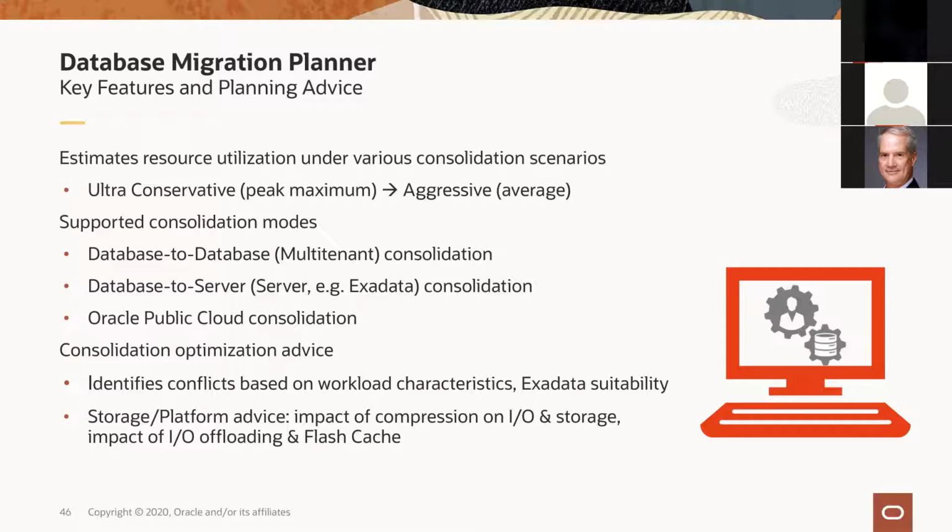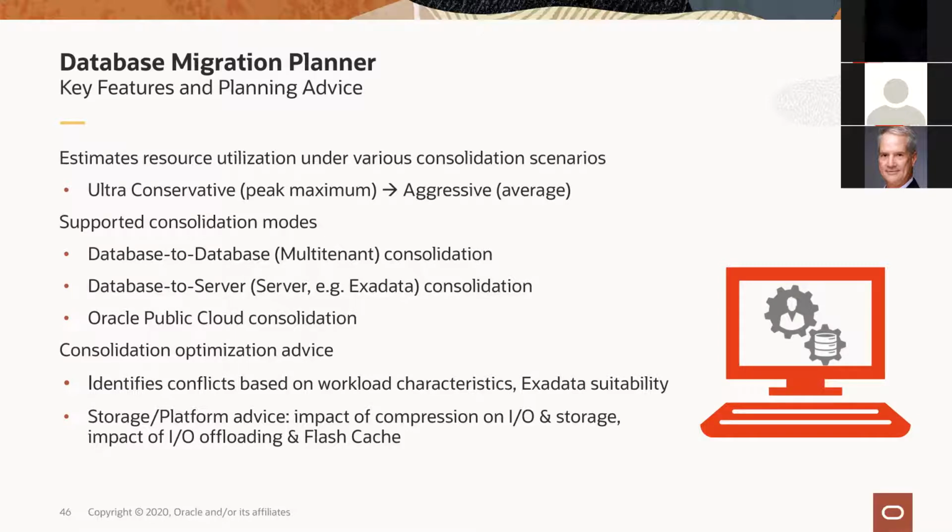This means that if there are some peaks that align, then those peaks may actually cause the system to be overloaded. And as we talked about earlier, we have the database to database, this is a multi-tenant consolidation, or we have a database to server. This is one database to another database.